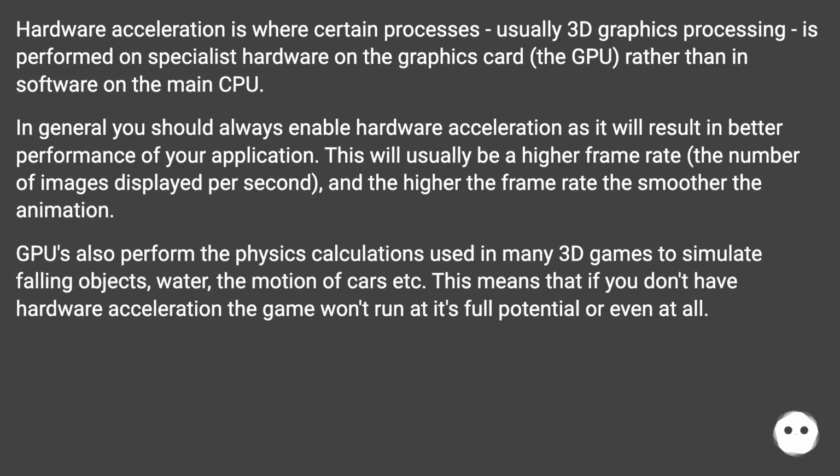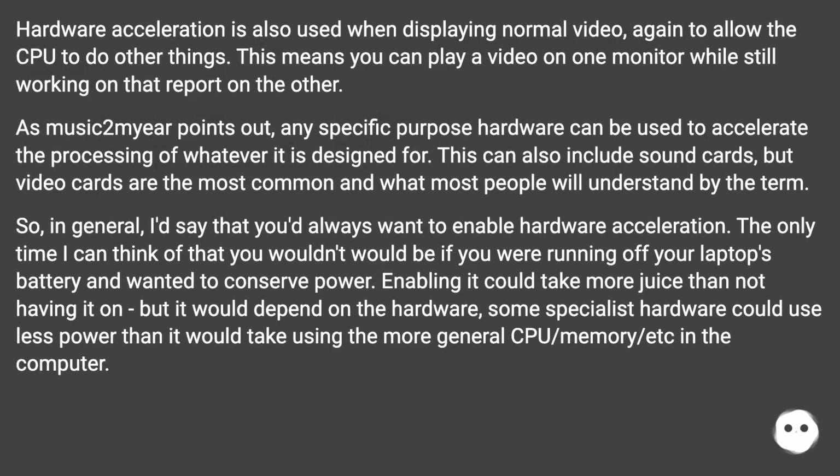GPUs also perform the physics calculations used in many 3D games to simulate falling objects, water, the motion of cars, etc. This means that if you don't have hardware acceleration, the game won't run at its full potential or even at all. Hardware acceleration is also used when displaying normal video, again to allow the CPU to do other things. This means you can play a video on one monitor while still working on that report on the other.